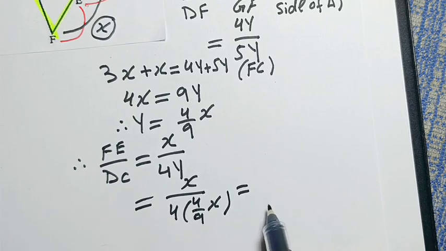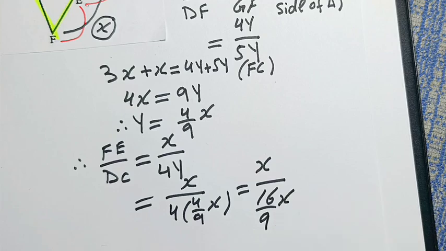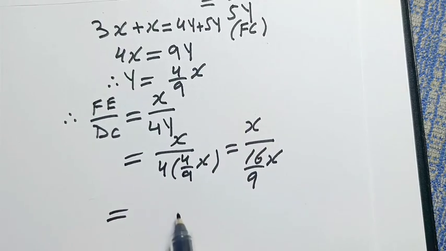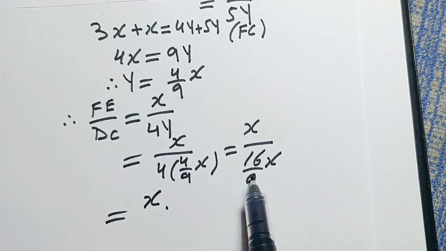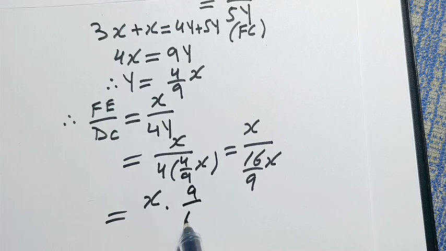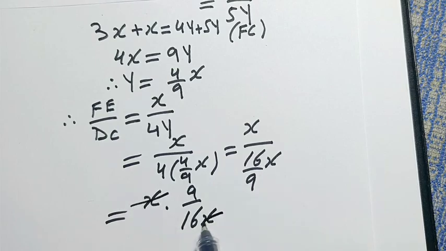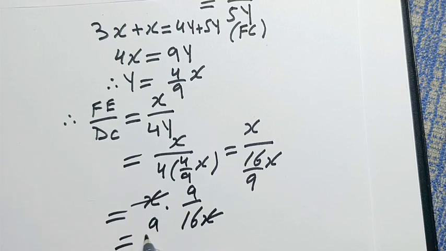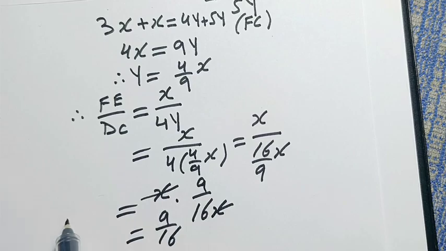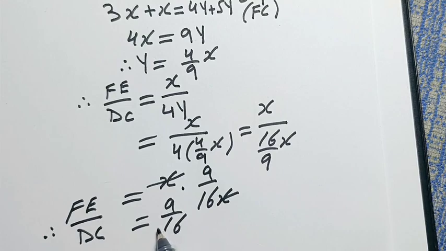Now you solve here. It's going to be x on top. At the bottom it's going to be 16 over 9 x. So now invert, 9 over 16 x. But remember, this x on top doesn't go down. So the x and x cancel, only 9 over 16 is left. So therefore FE over DC is equal to 9 over 16.